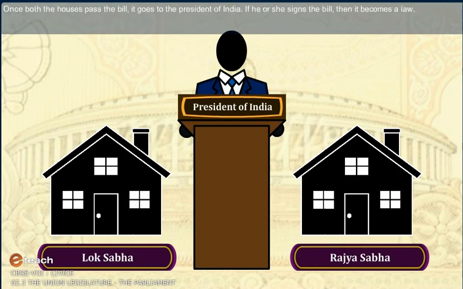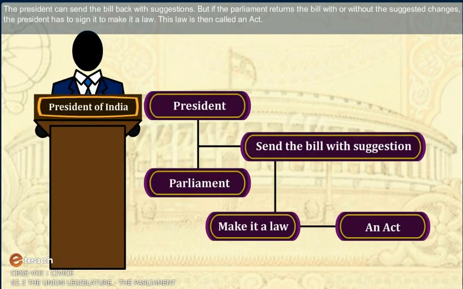Once both the houses pass the bill, it goes to the President of India. If he or she signs the bill, then it becomes a law. The President can send the bill back with suggestions, but if the Parliament returns the bill with or without the suggested changes, the President has to sign it to make it a law. This law is then called an act.